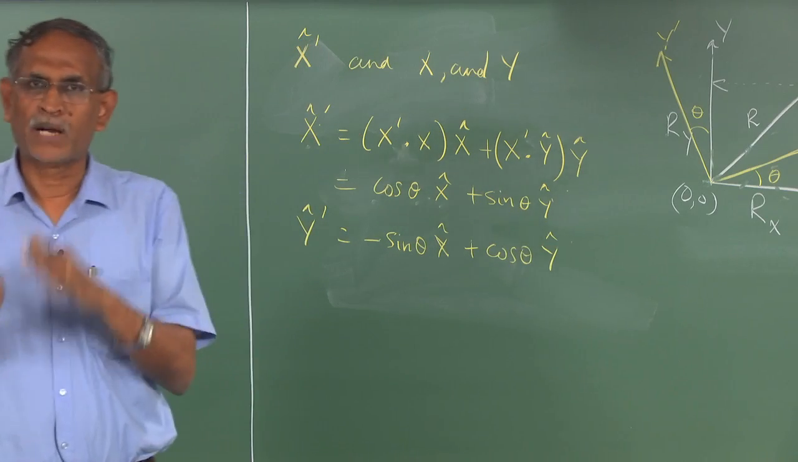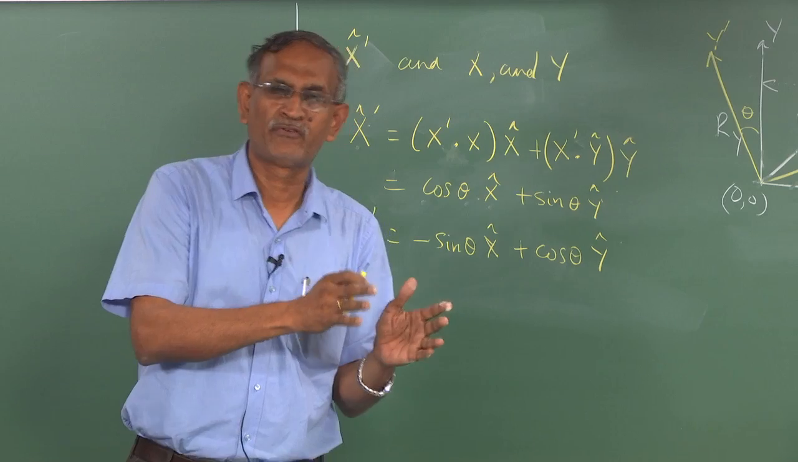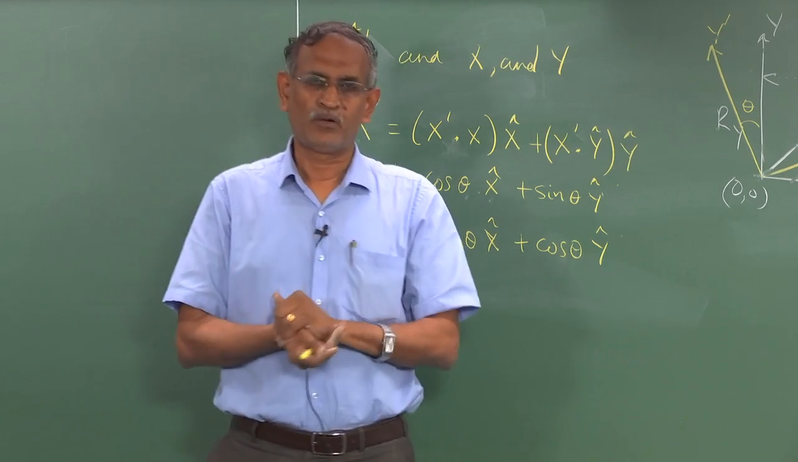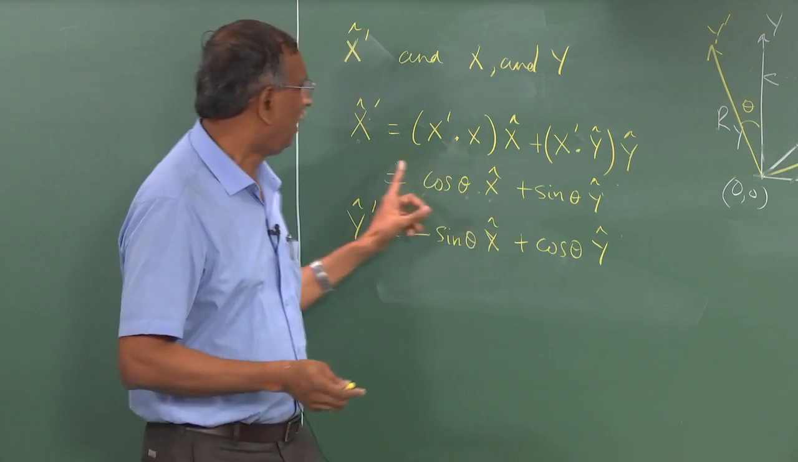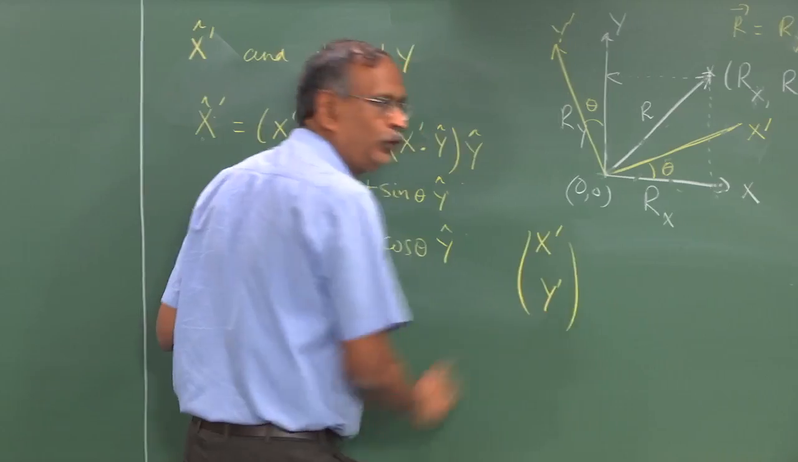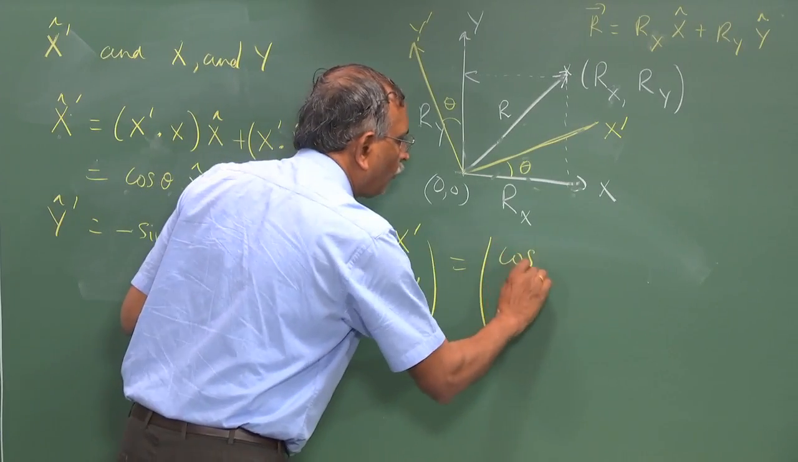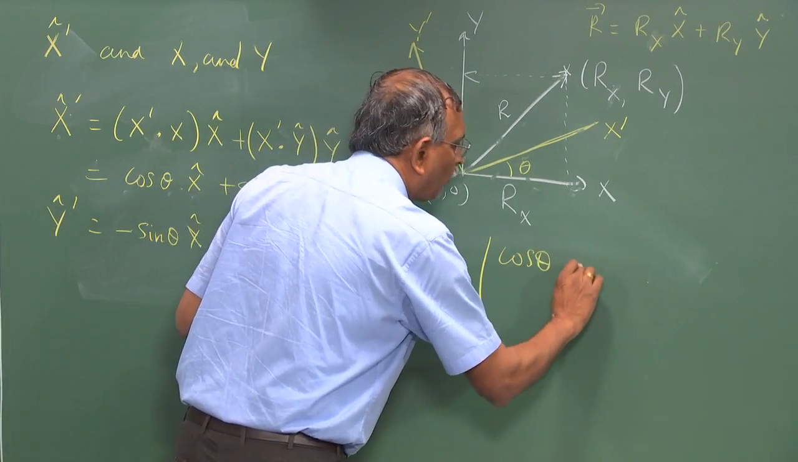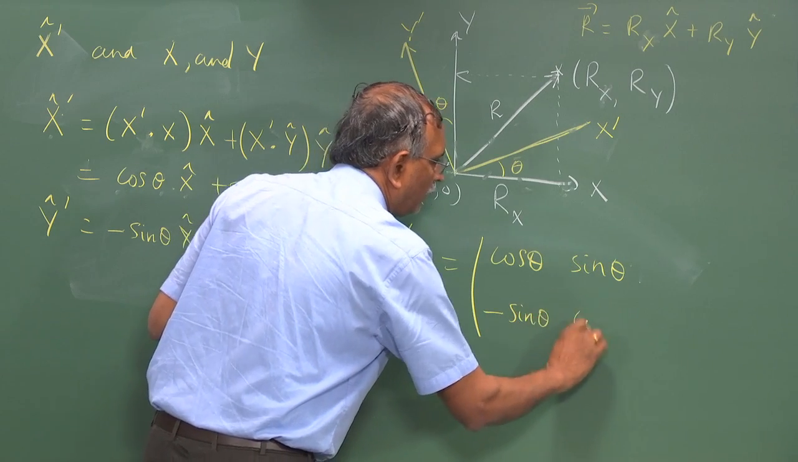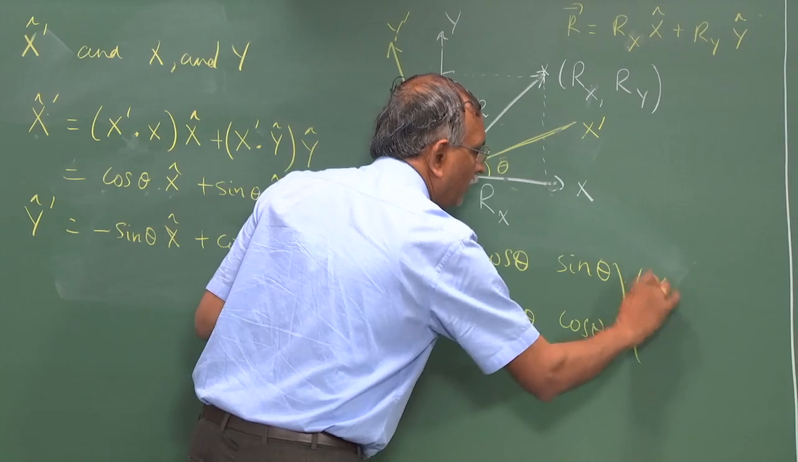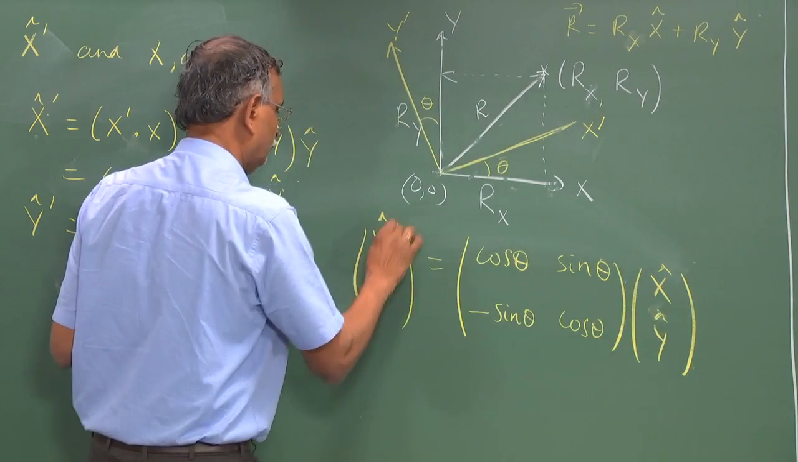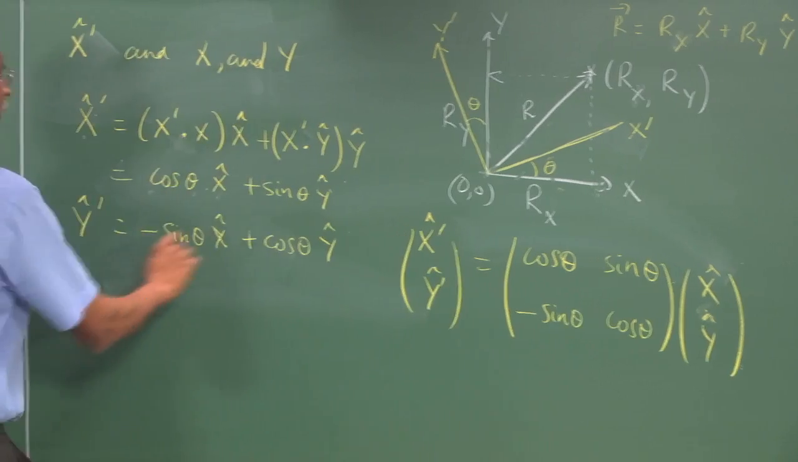Now this is the property of the rotated coordinate system and its relation to the unrotated coordinate system. Under coordinate rotations, the two unit vectors x prime, y prime are connected to the two unrotated coordinate system unit vectors x, y by this matrix relation: cos theta sin theta, minus sin theta cos theta, times x y. All are unit vectors.